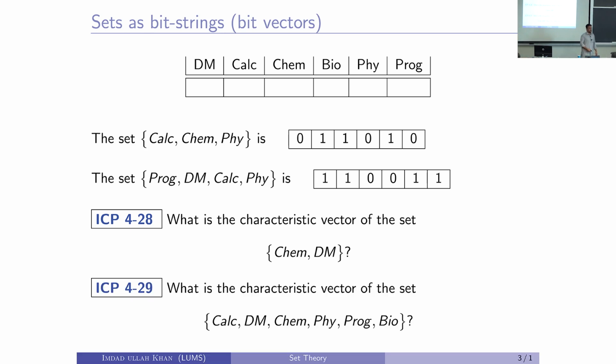What will be this set? All ones. 1 1 1 1 1 1, right? Because all 6 elements are present. The number of ones will be equal to the cardinality of the set. This cardinality is 6, so there will be 6 ones in the bit vector.